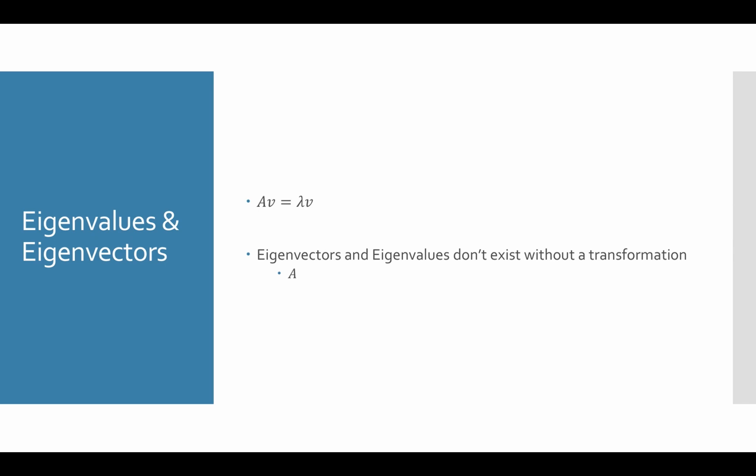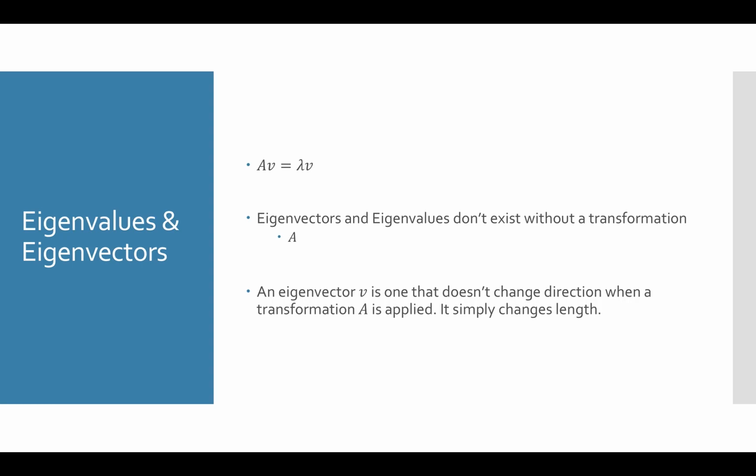So eigenvectors and eigenvalues don't exist just in the ether. They are related to a particular transformation, A. So a matrix has eigenvectors and eigenvalues associated with it. Eigenvectors and eigenvalues don't exist on their own.